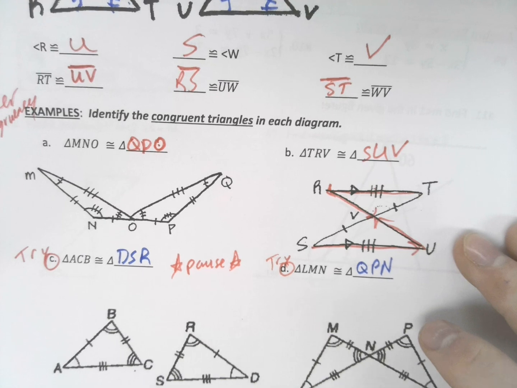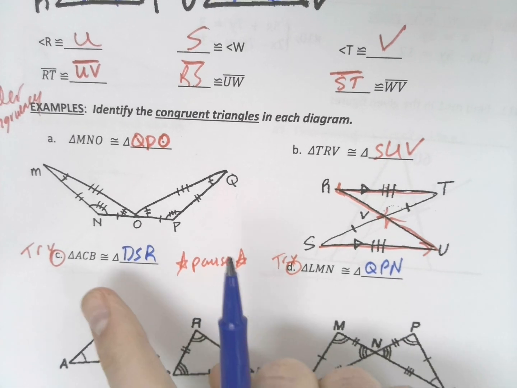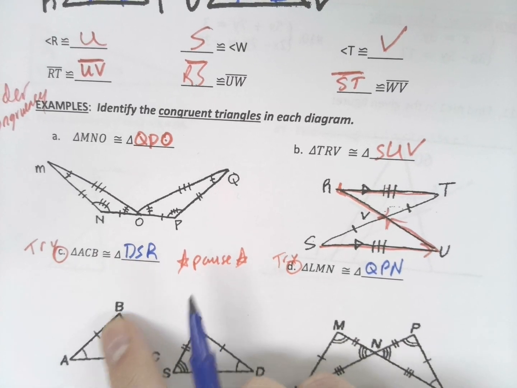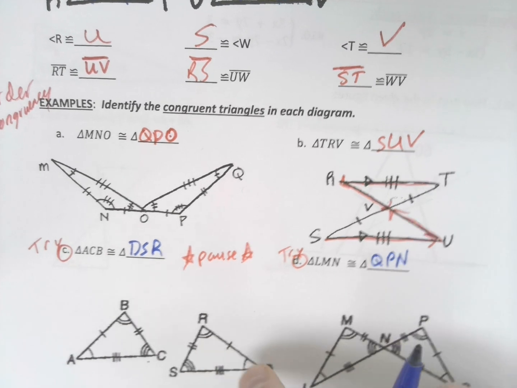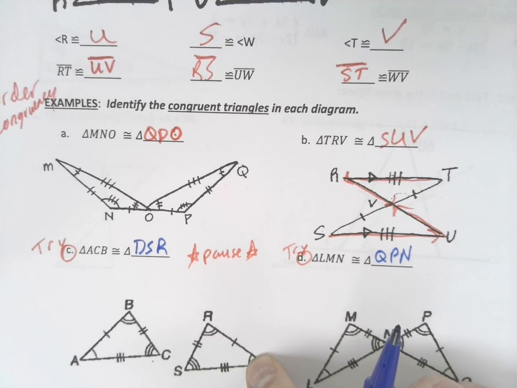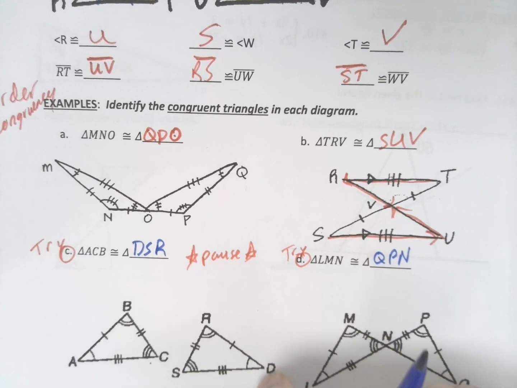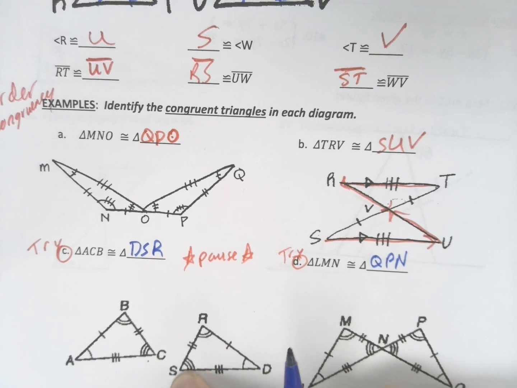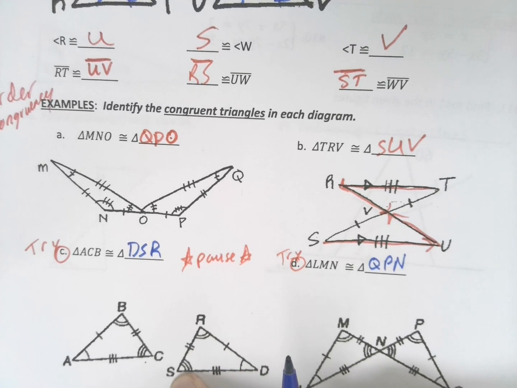Let's see how you guys did. So ACB, 3 to 2 to 1 goes with SD. I'm sorry, D to S, 3 to 2 to 1, DSR. Yep.